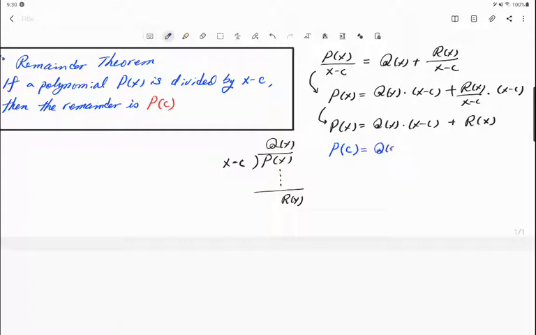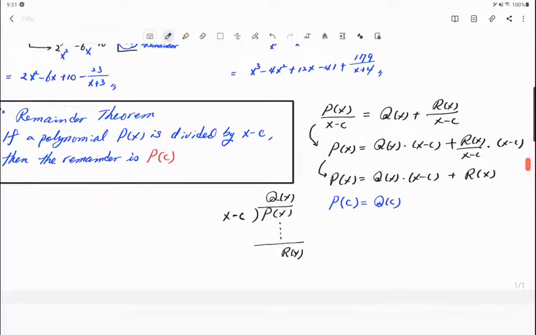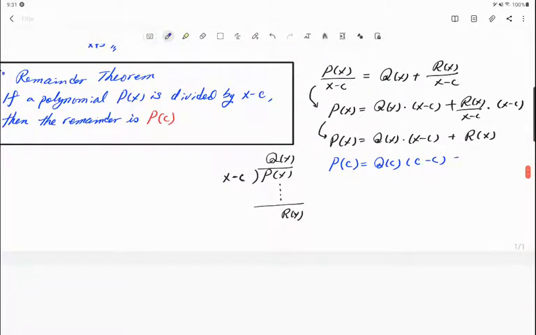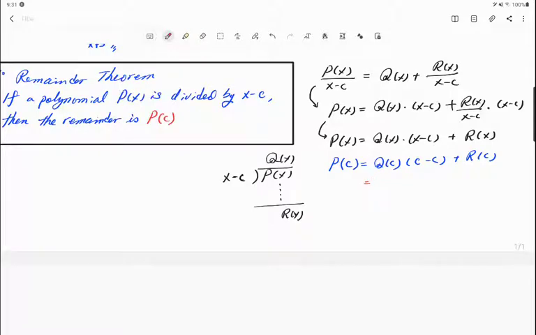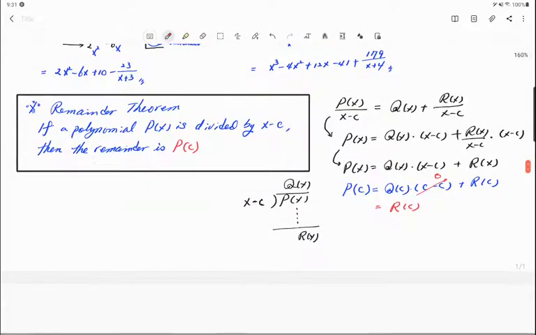I don't know what this q of c is, but I'm pretty sure that x minus c becomes c minus c and becomes 0, right? R of c, right? So as you see this one, this part becomes 0. So q of c times 0 is 0. So what we have is only the remainder. So that's what it means. So what's the remainder? The remainder is p of c. Okay, this is the remainder. So p of c is the remainder.